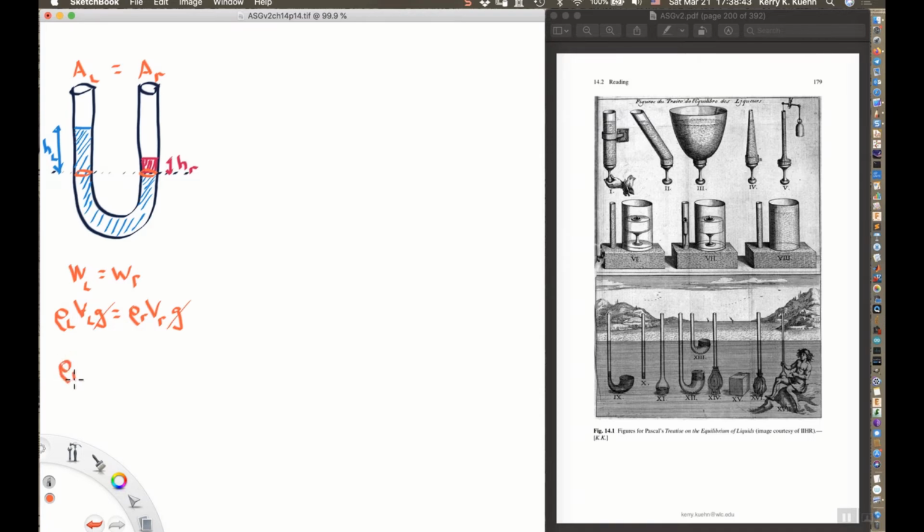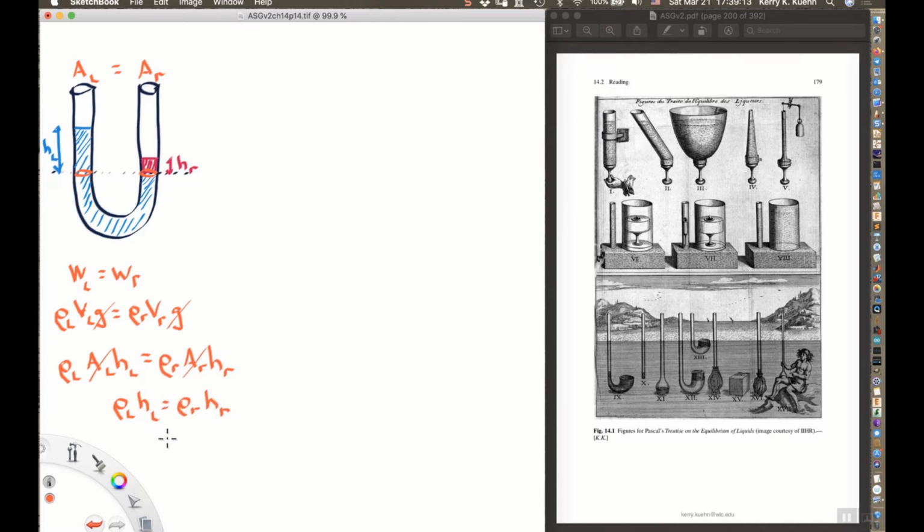Now, what is the volume of the fluid on the left? It's the area on the left times the height on the left, and on the right, density and area on the right and height on the right. Because the area on the left is equal to the area on the right, I can cancel these out. So we find that density on the left times height on the left is equal to the density on the right times the height on the right.